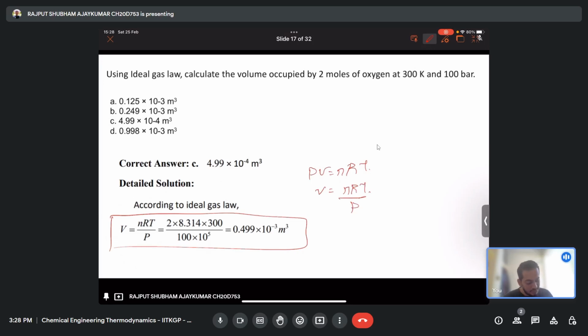Suppose in the same question they ask for the molar volume. So what is the molar volume? It will be volume divided by number of moles, that is RT by P. So you can derive the molar volume also, denoted by this symbol. Okay. The correct answer is this one.